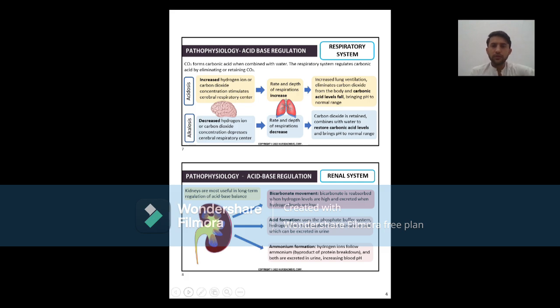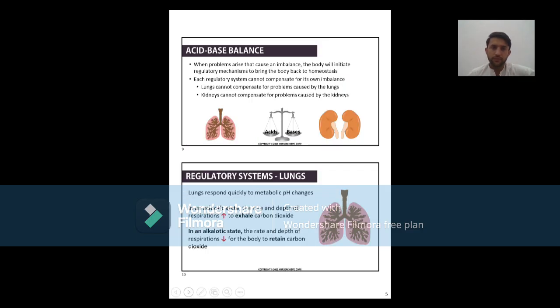Acid formation uses the phosphate buffer system. Hydrogen binds to phosphate ion to create an acid which can be excreted in the urine. We also have the ammonium component. Hydrogen ion follows ammonium, a byproduct of protein, and both are excreted in the urine, and it also helps to increase the pH level.